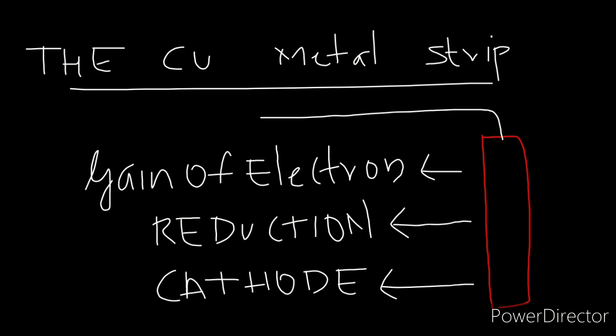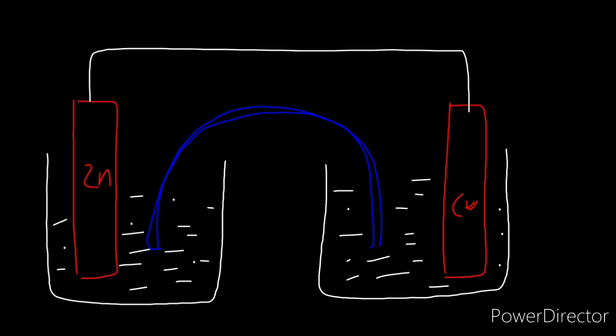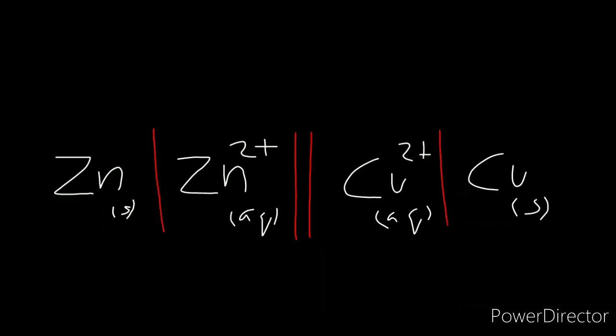So when the two electrodes are connected externally by a metallic wire and the solutions are connected internally by a salt bridge, we will talk about the salt bridge later. The electrons flow from the zinc electrode to the copper electrode and the cell is represented as Zn | Zn2+ || Cu2+ | Cu. That is, the first part indicates oxidation.